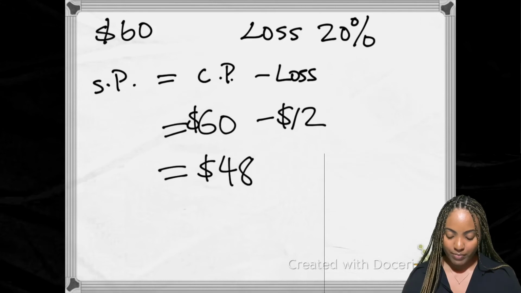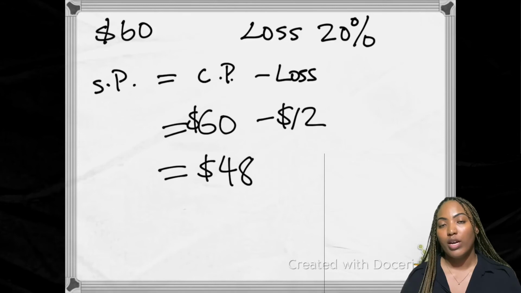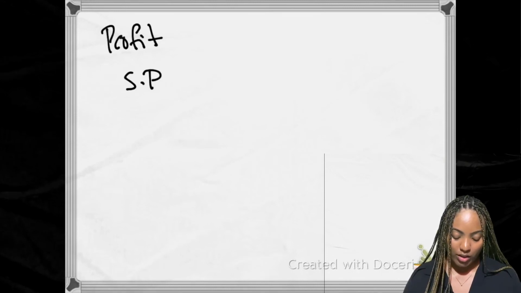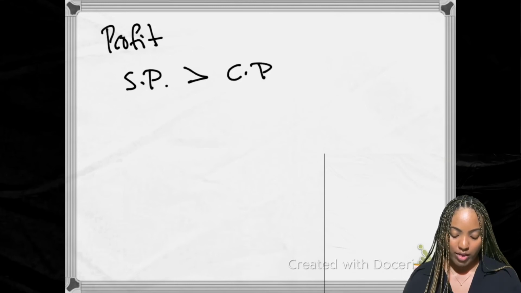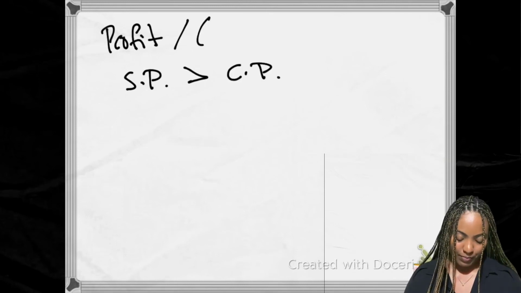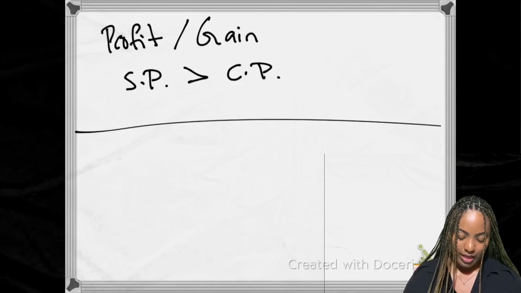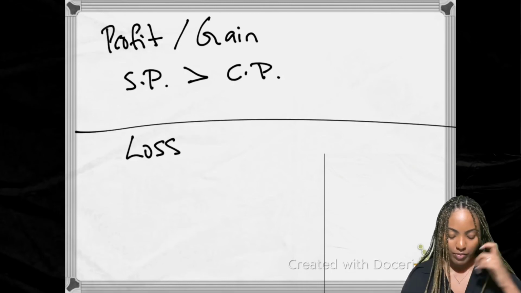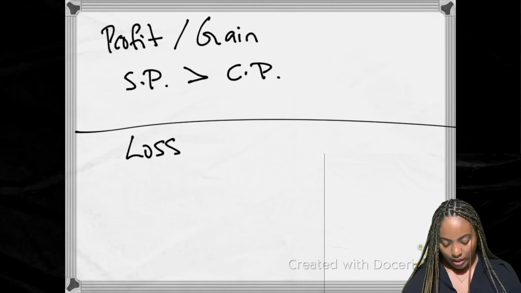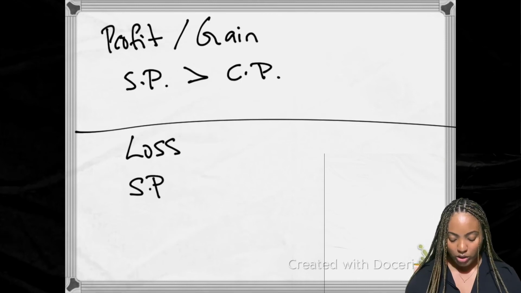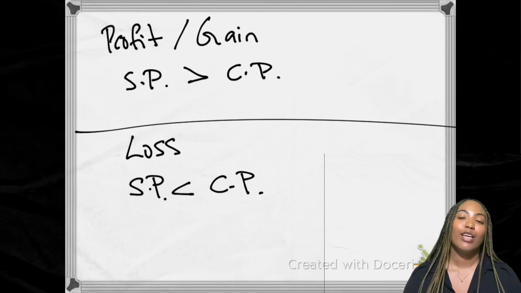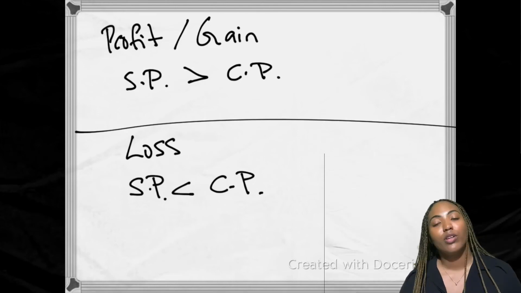It is important for you to note that if you have made a profit or a gain, your selling price will be more than your cost price. So if you make a profit, your selling price will be greater than your cost price. In the event you make a loss, your selling price will actually be less than your cost price. I hope this explanation helped you to work out the question.